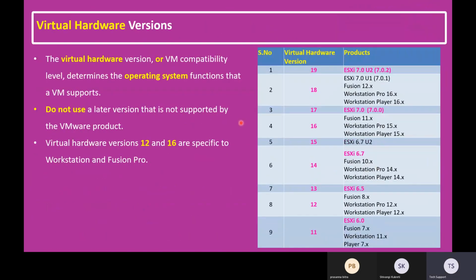Within the virtual hardware, in our ESXi host or host-based virtualization, I took the latest top 9 versions in the table on the right side. They start from virtual hardware version 11, and the very latest version is virtual hardware version 19. So if you create a virtual machine in ESXi 7.0 U2, you will get virtual hardware version 19. If I create the virtual machine in ESXi 7.0 Update 1, you will find the hardware version is 18.